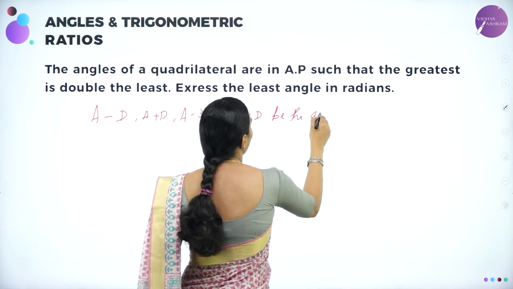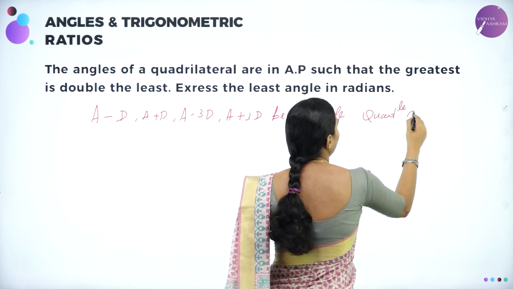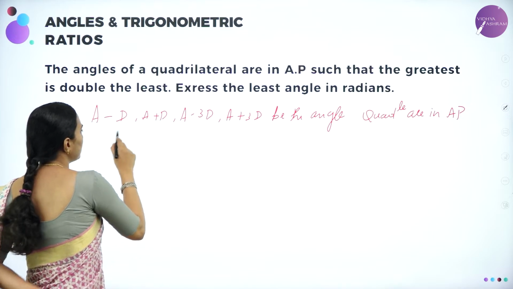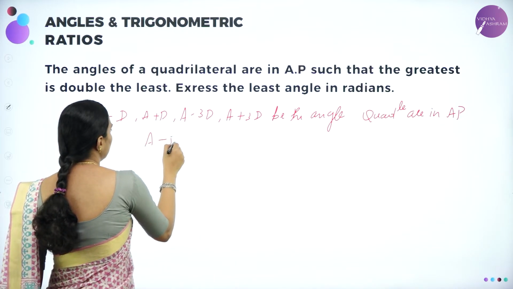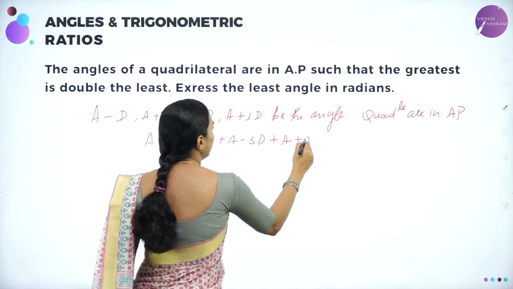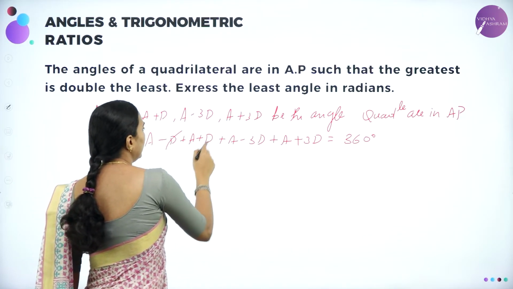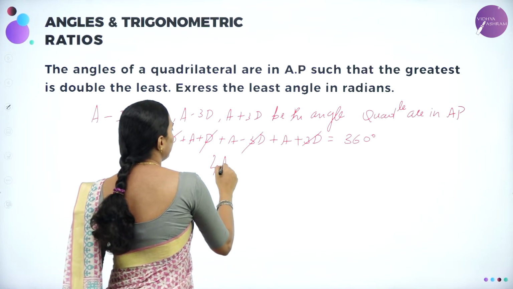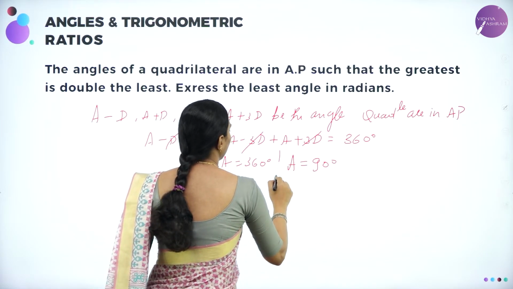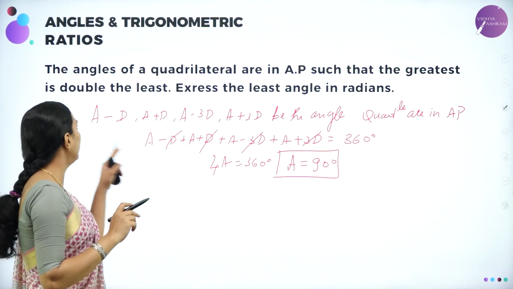The angles of the quadrilateral are in AP. Therefore, they have given it as what? You know that the sum of these, A minus 3D plus A minus D plus A plus D plus A plus 3D, is equal to 360 degrees. Otherwise, minus D plus D, minus 3D plus 3D cancel, so 4A is equal to 360 degrees. Otherwise, A is equal to 90 degrees. Correct? Cancelling by 4. You know this one. And they have given, what is that? Greatest is double.